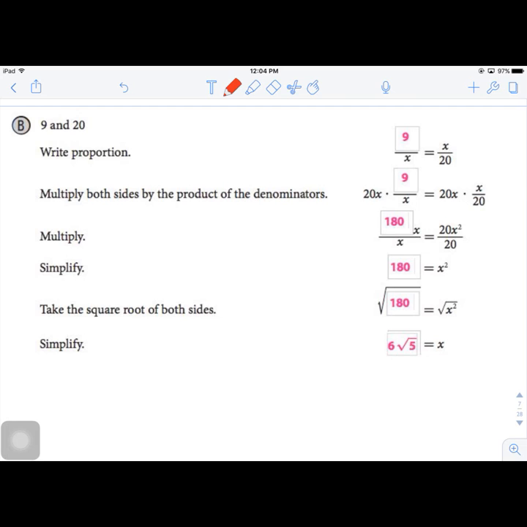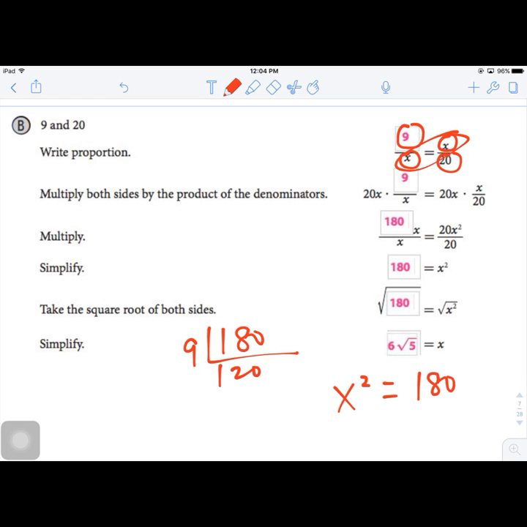Between 9 and 20, notice that I can set it up again as 9 over X equals X over 20. So that X is the mean. Cross multiplying, we have X squared is equal to 180. And to simplify 180, we can use the simplifying method for the square root. That's 9 times 20. And then we also have 20 is 4 and 5. So we can rewrite 180. The square root of 180 is the square root of 9 times the square root of 4 times the square root of 5.